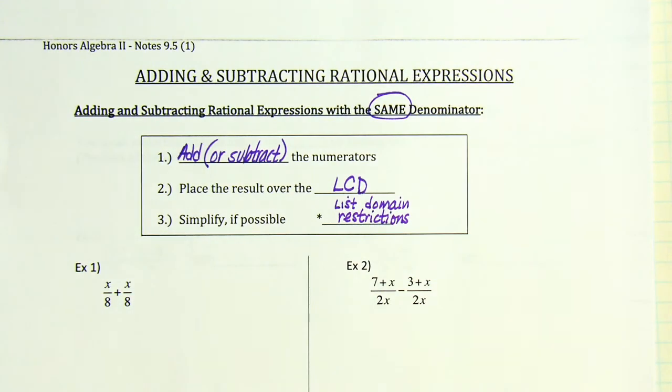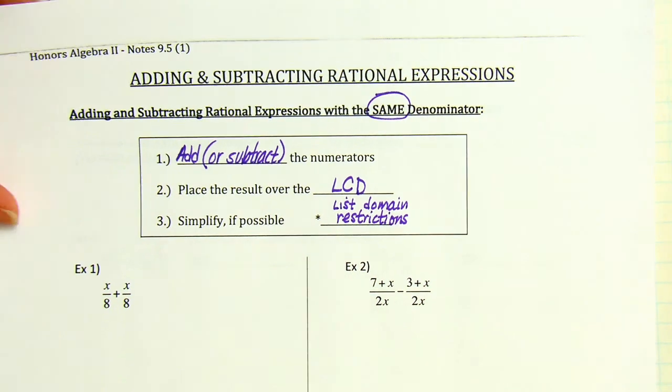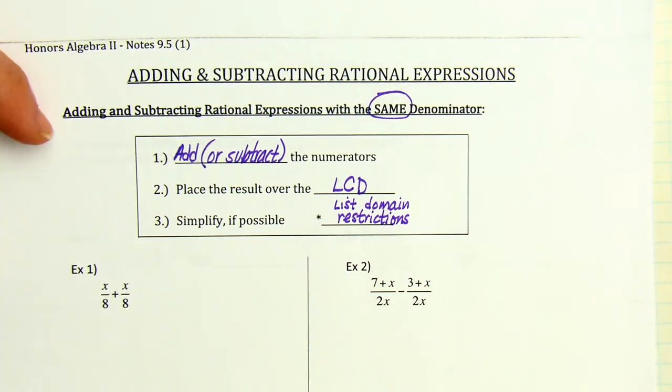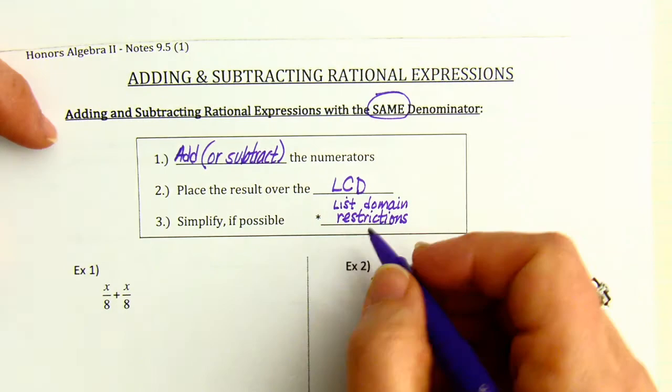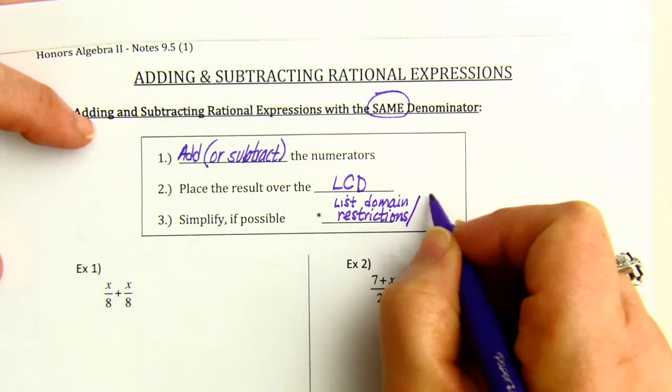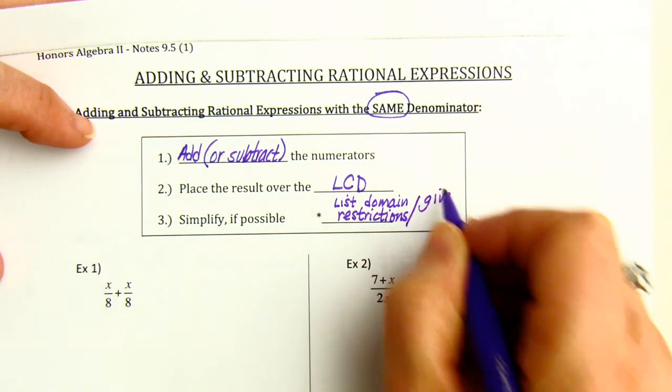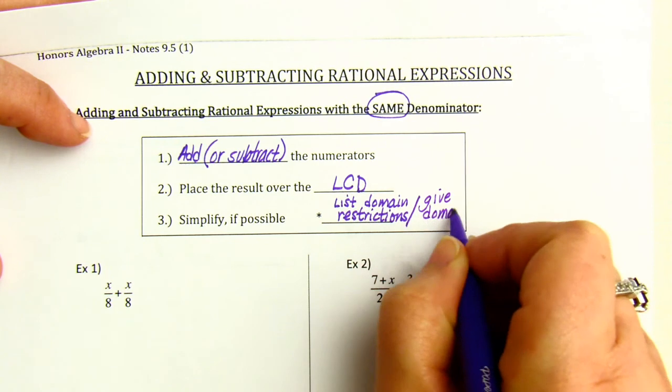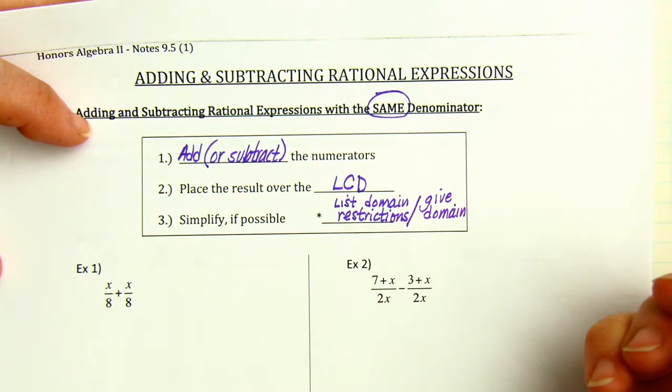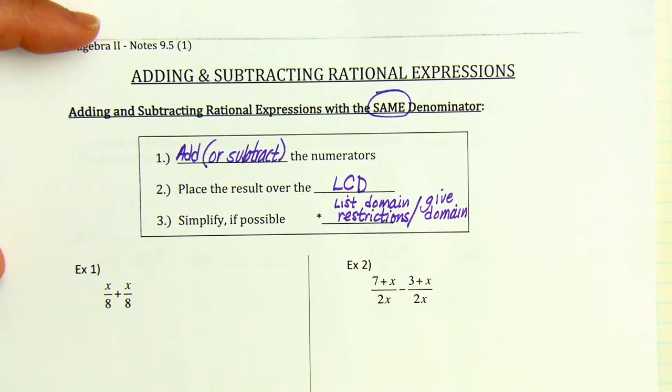Now, listing the domain restrictions is different than giving the domain, all right? The restrictions is what X is not allowed to be, and the domain is what X can be, all right? So don't mix those two up. So we'll do list domain restrictions / give the domain. They're similar, but they're different. All right, let's look at the first example.